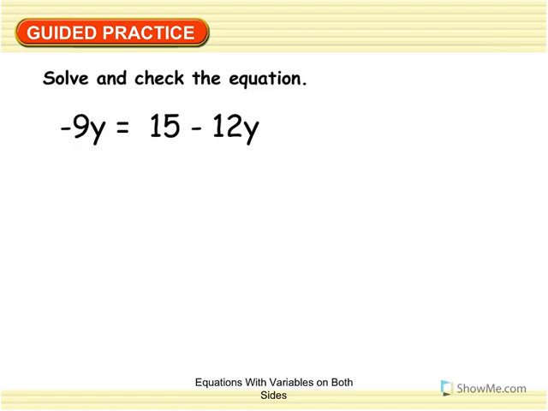So here, same dilemma, right? I've got the negative 9y on my left. If I eliminate the negative 9y, it's going to leave my left side with 0, and more often than not, the equal sign mysteriously jumps over the 15. So I don't want to do that. I want to eliminate that negative 12y, which should be pretty easy, right? We know we can eliminate any term by adding its opposite on both sides.